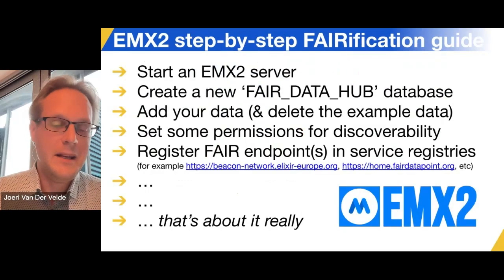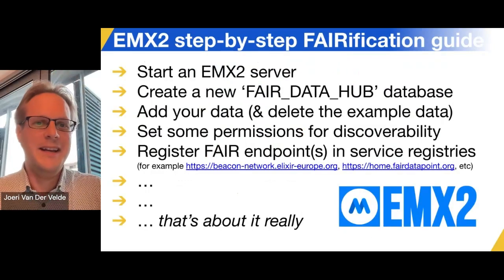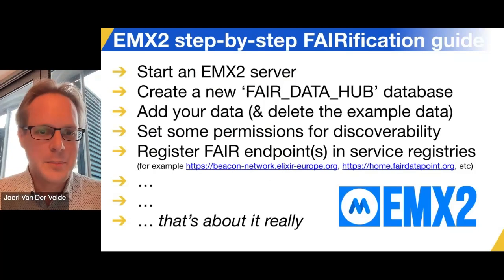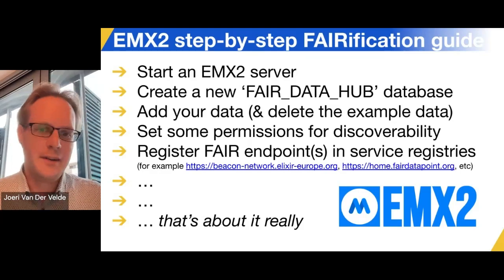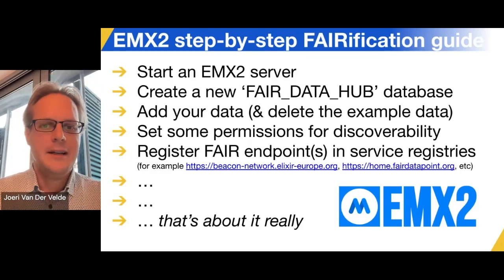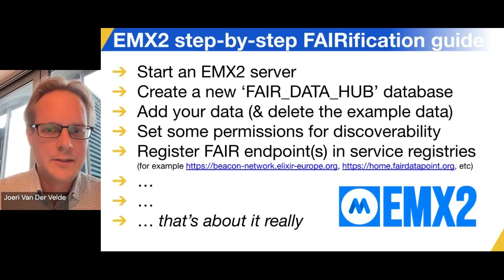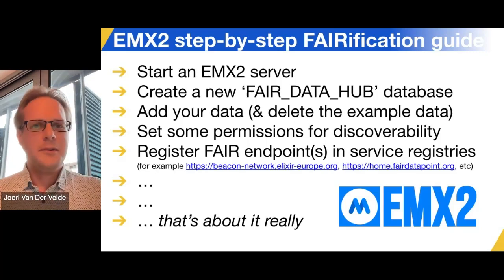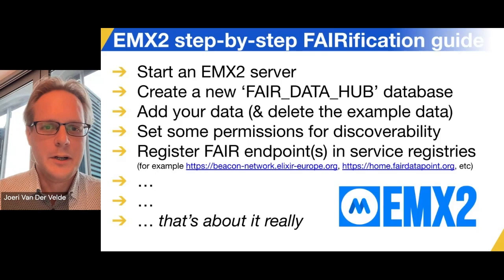And let me summarize it for you. What you need to do as a quick guide is basically to start a server, run this template, and then add your own data instead of what is there. You probably want to delete some of the example data after you figured out how it works. Set some permissions for discoverability of your data. And then once that's set up, you can just register your FAIR endpoints. So there's places like the Beacon network registry or the FAIR Data Point home. And that's probably a good way to make your data known to the world and also have it be part of using these standardized ontologies behind it.